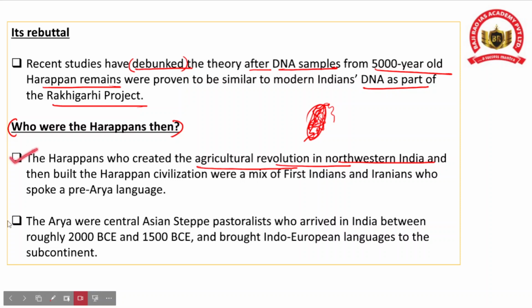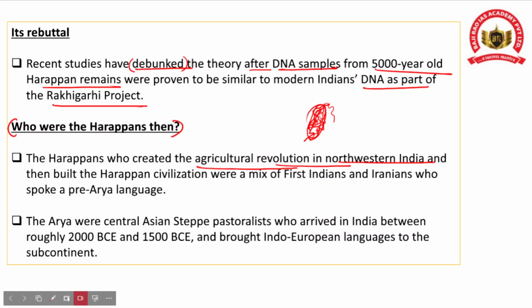Okay, so the next point says that the Aryans were Central Asian steppe pastoralists. They were not agriculturalists. They were pastoralists, and they arrived in India roughly between 2000 BCE and 1500 BCE. When they came to India, they also brought Indo-European languages to the subcontinent. For example, Sanskrit is considered an Indo-European language. Okay, so this is how you have to write this answer.